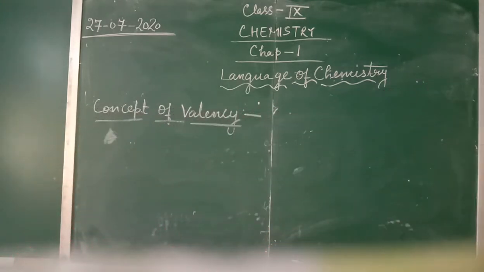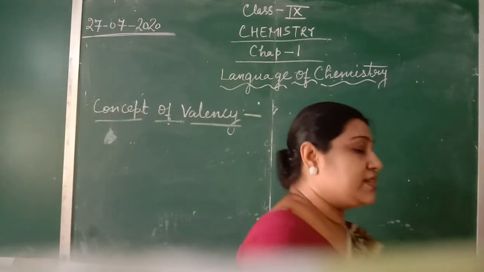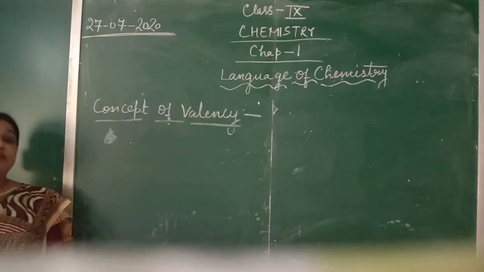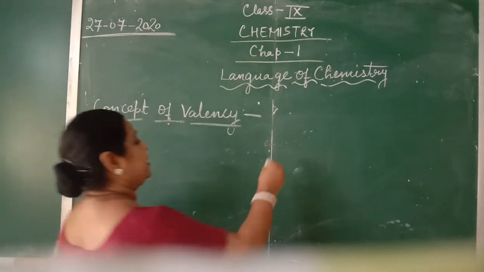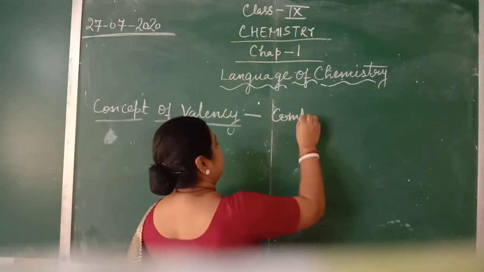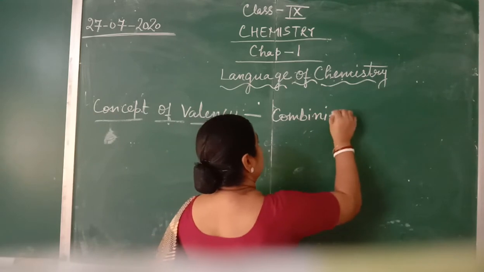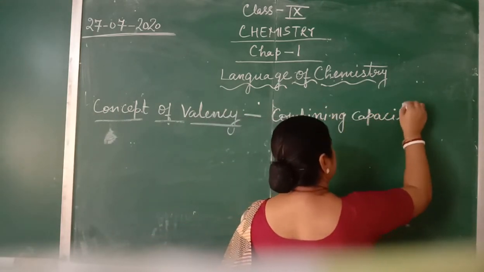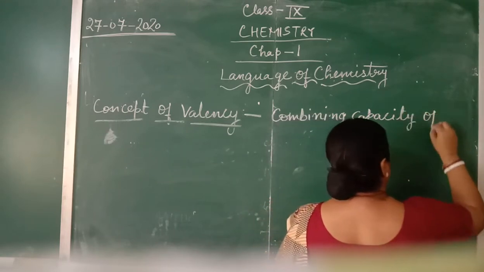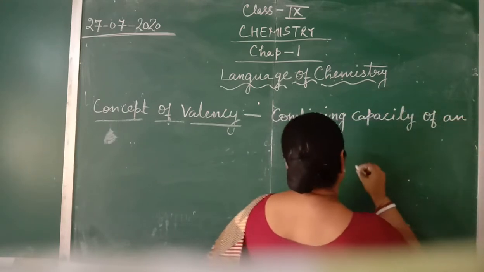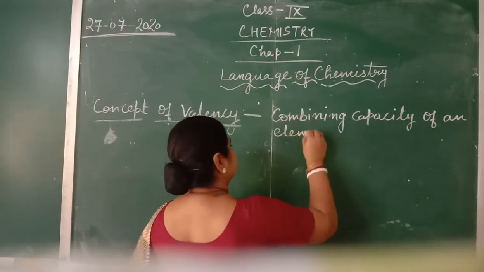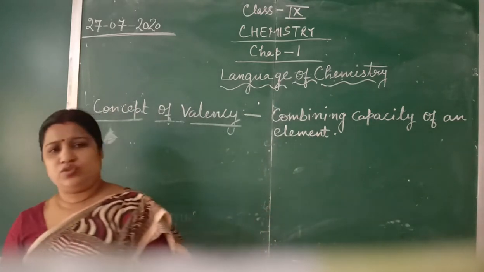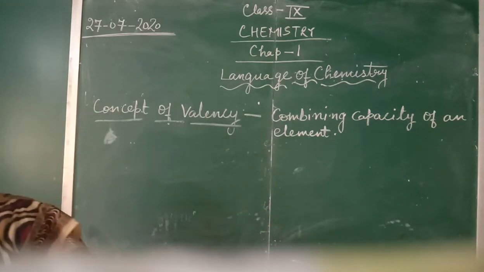Concept of valency. Up to this time, you all learned in junior classes what the valency is. The combining capacity of an element. It's called the valency. In your junior classes, you have learned this.